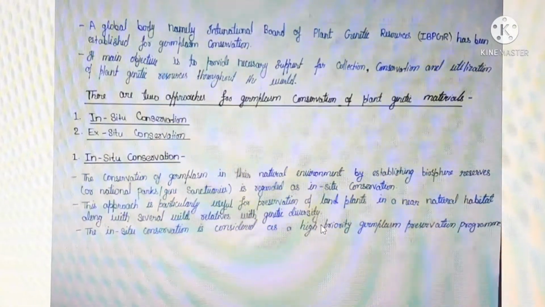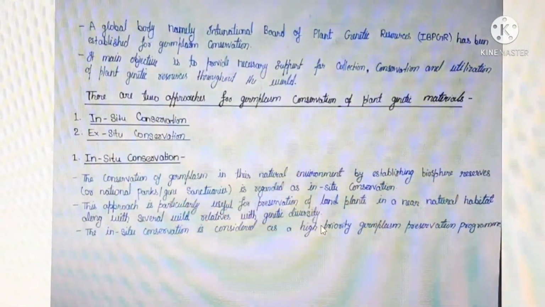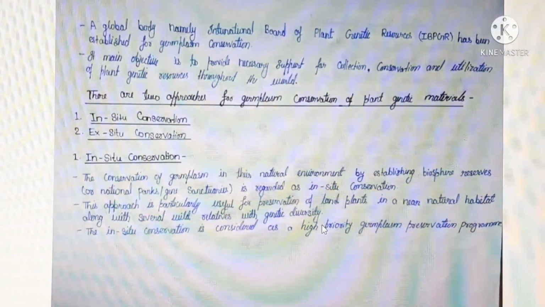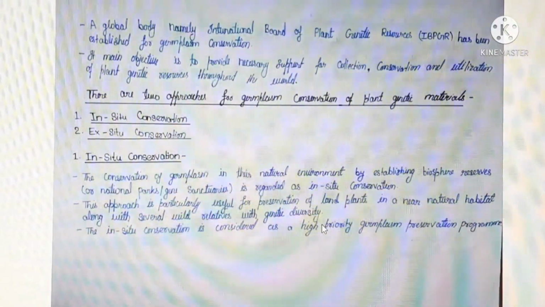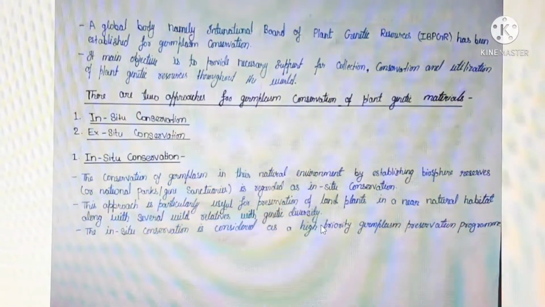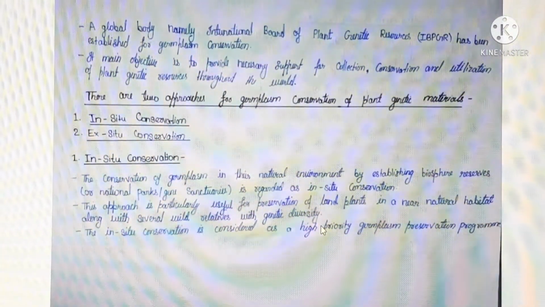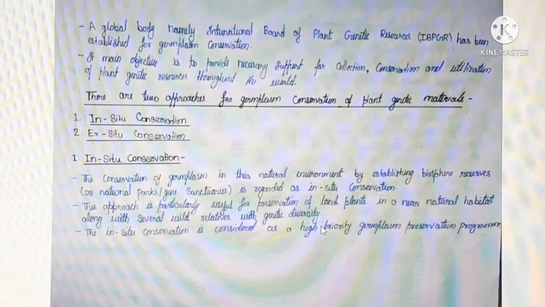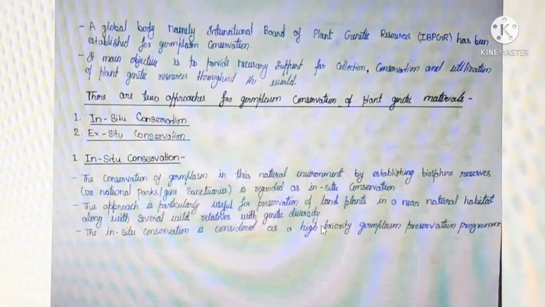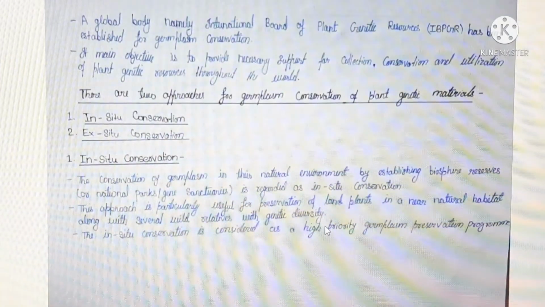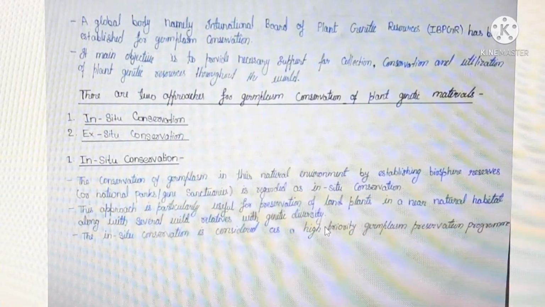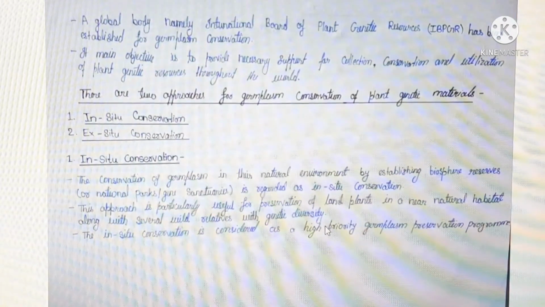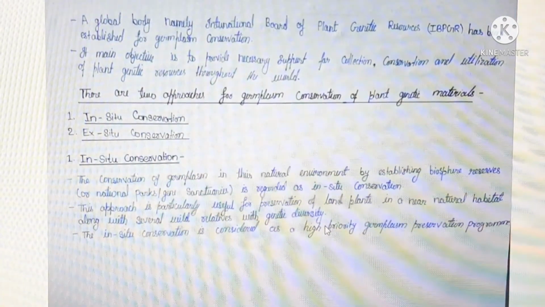A global body, namely the International Board of Plant Genetic Resources, that is IBPGR, has been established for germplasm conservation. Its main objective is to provide necessary support for collection, conservation and utilization of plant genetic resources throughout the world. There are two approaches for germplasm conservation of plant genetic materials. First is in situ conservation, second is ex situ conservation.